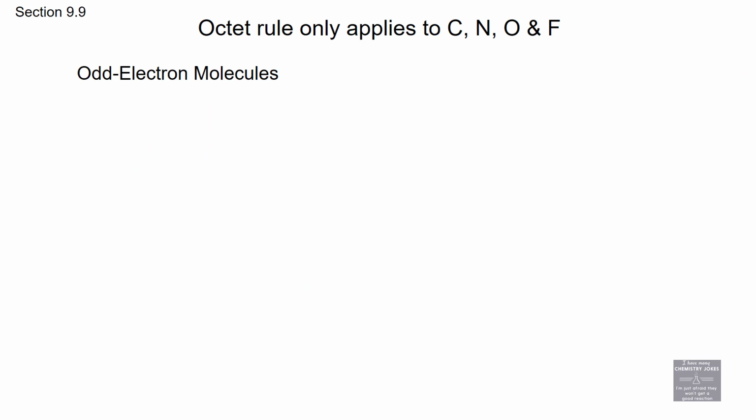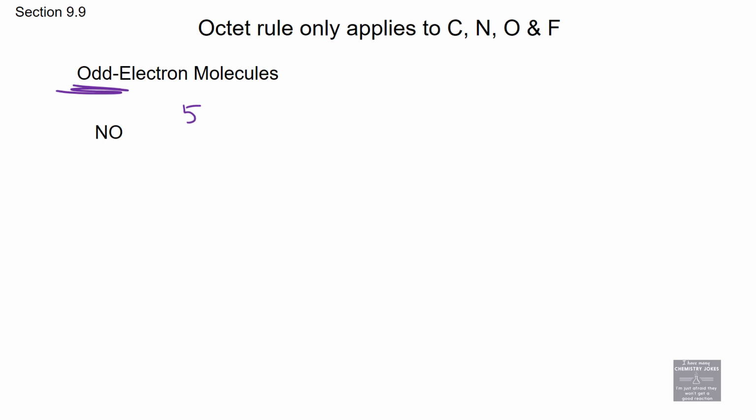The octet rule only applies to carbon, nitrogen, oxygen, fluorine. What? Yeah, hold on. We're going to say more. Sometimes you can't get everyone to have an octet because you have an odd number of electrons. And when you have an odd number of electrons, you're not going to be able to pair up everyone to have 8 around everything. An example of this is NO.